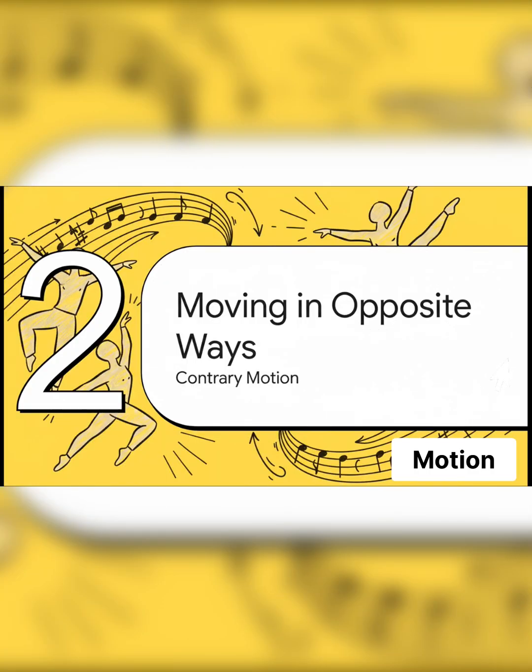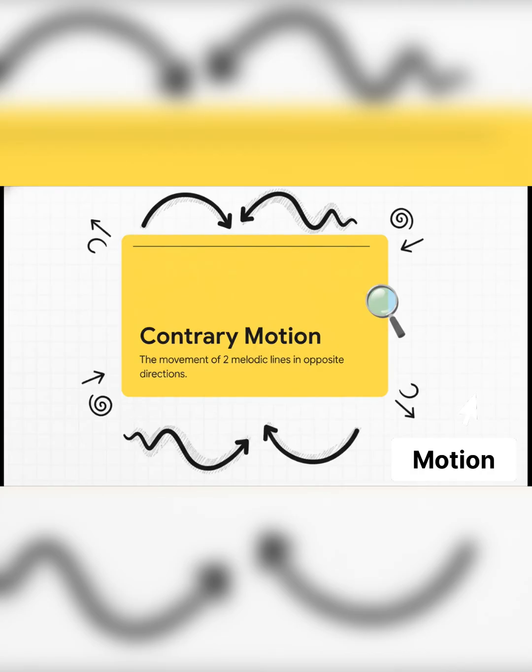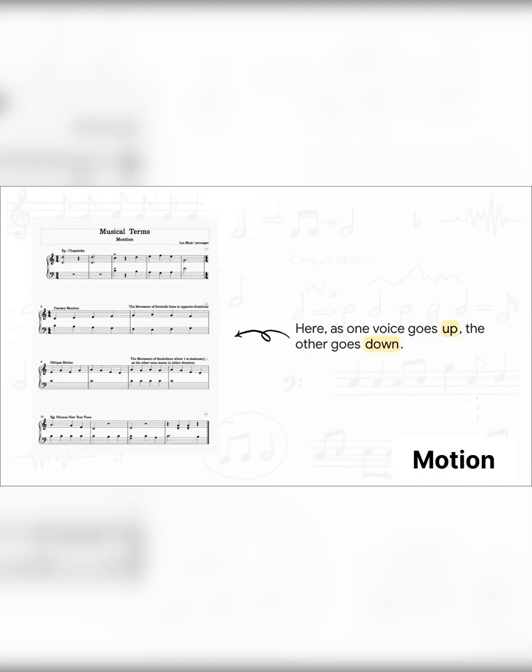Okay, but what happens when our dancers decide not to move in lockstep? Well, that brings us to our second dance move, contrary motion. The name really gives it all away, doesn't it? Contrary motion is just when two melodic lines move in opposite directions. So one goes up while the other goes down. They're moving away from each other or toward each other, and that creates this really cool sense of tension and release.